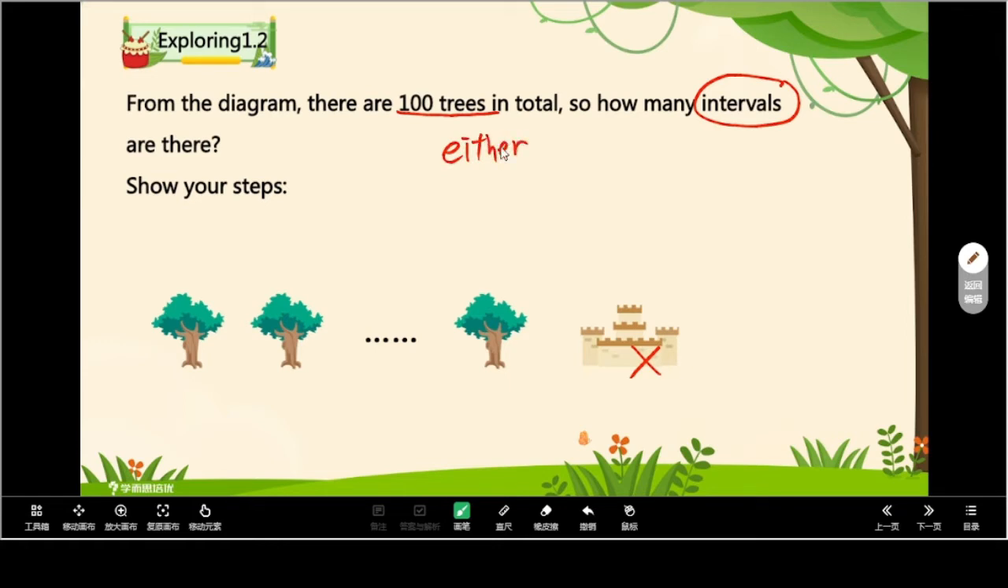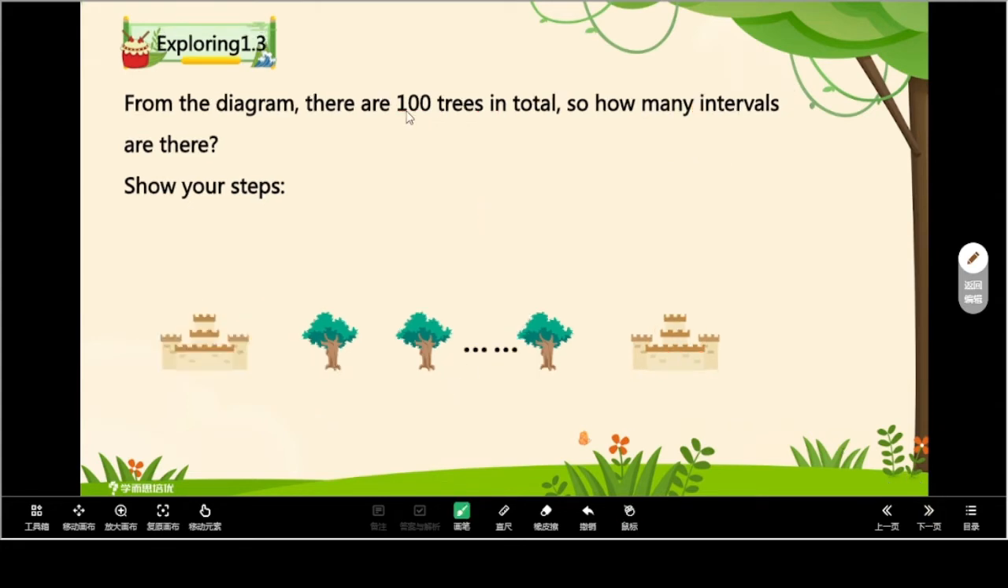So think about the relationship between the number of trees and the number of intervals. Is it the number of trees equals to the number of intervals? So what is the answer of this question? 100 trees. That is very good.